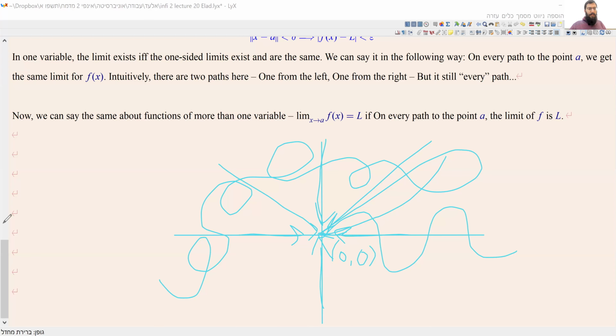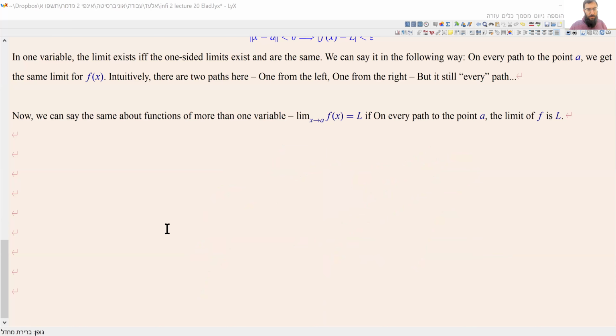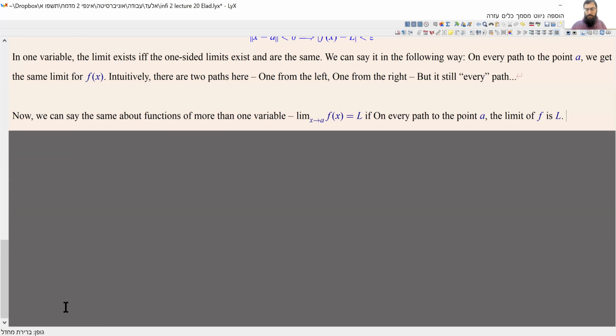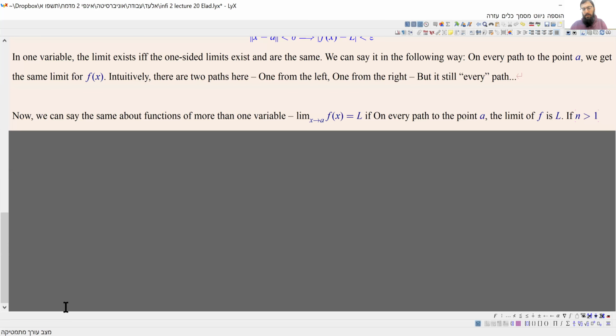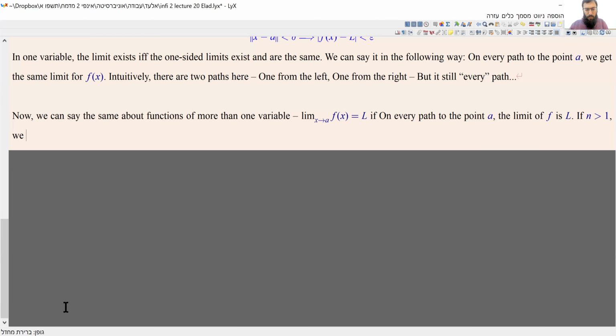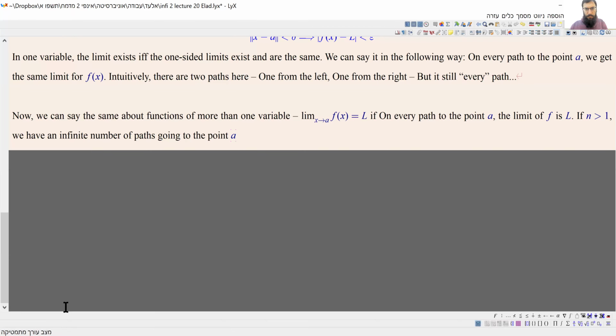So the phrasing is the same, but here we have, if n is greater than 1, 2, and so on, an infinite number of paths going to the point A.